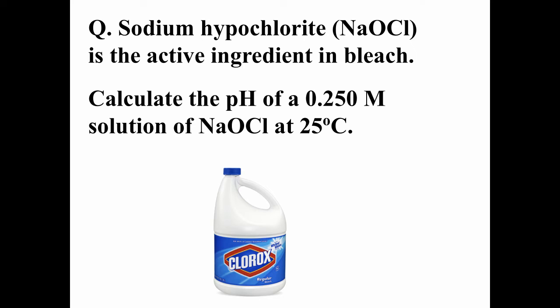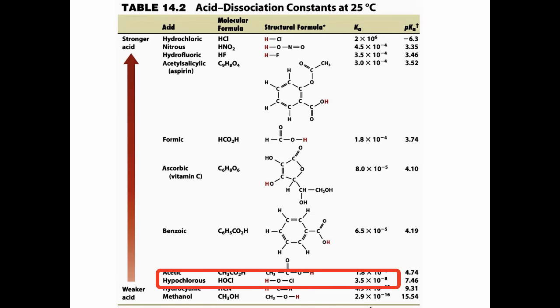So if we have a question such as this, we have sodium hypochlorite, NaOCl. This is the active ingredient in bleach, so if you look on a bottle of bleach, you'll find that listed as the main ingredient, and we'd like to find the pH of a 0.250 molar solution of sodium hypochlorite, NaOCl. Now, when we look for a K value for sodium hypochlorite, we typically won't find that. But what we will find is a K sub A value for hypochlorous acid, HOCl.